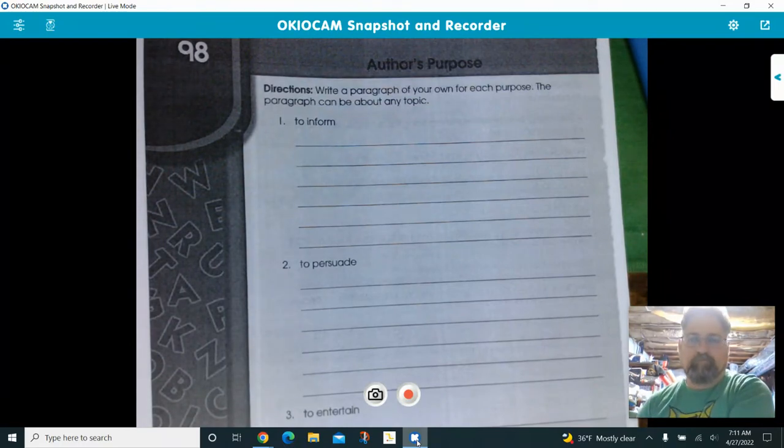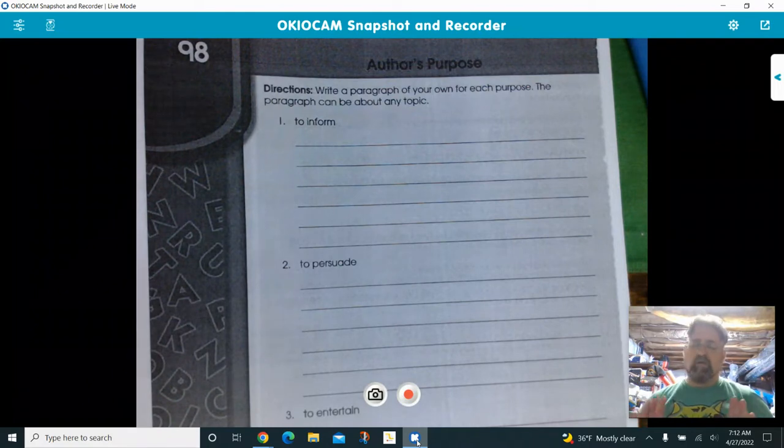Author's purpose. We talked about this yesterday. A couple people had their heads down, weren't participating, didn't complete this part of the packet. That's fine. I wasn't going to push you. But today, you're going to write a paragraph of your own for each author's purpose. I'm going to go easy on it. I'm going to say 3 to 5 linked sentences about a topic of your choice, but they're complete sentences with capital letters and punctuation at the end. I want a paragraph here.